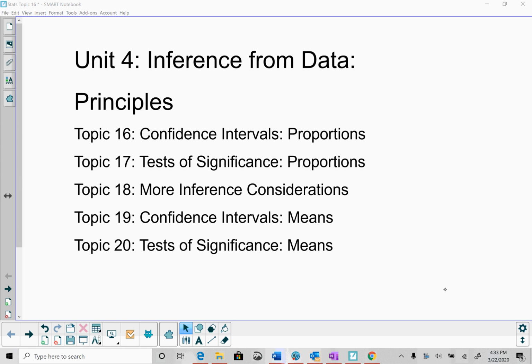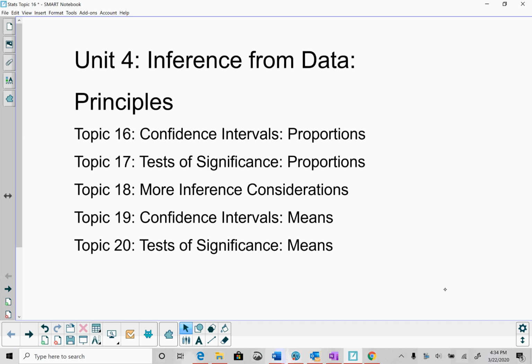Before we get into topic 16, I just want to give you an overview of the next five that we're going to go through here, all constituting one big unit. In 16, we're going to talk about confidence intervals for proportions. In 17, sticking with proportions, we're going to talk about tests of significance. If you skip 18 for a minute, look at 19. We're back to confidence intervals, but for means, and 20 is back to tests of significance for means. Again, proportions come from variables that are categorical, means come from variables that are quantitative.